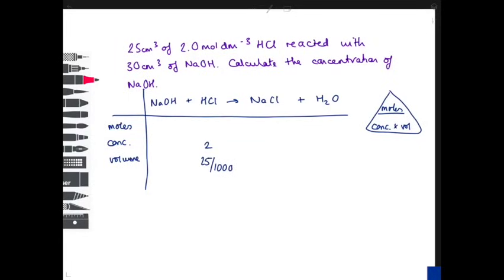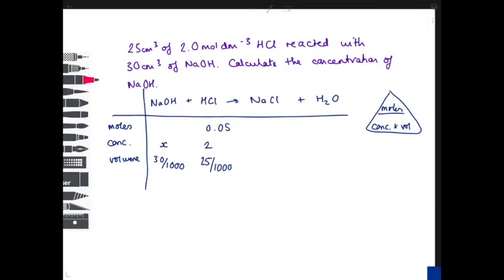We know the volume of sodium hydroxide is 30, so I'm going to do the same here. Make sure I've divided it by 1,000 in order to account for the fact it needs to be in decimetres cubed, and then we're looking for the unknown concentration of sodium hydroxide. So the moles is concentration times volume. I can see that from the formula triangle. Let's work out the number of moles of hydrochloric acid. So 25 divided by 1,000 times 2, which is 0.05.